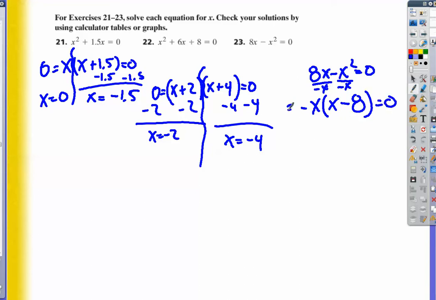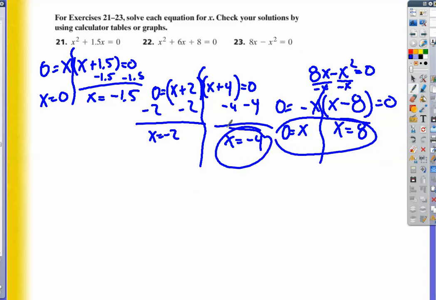Set both equal to 0. So again, x is going to be equal to 0 over here. And here, x is going to be equal to positive 8. So those are your answers for those three problems.